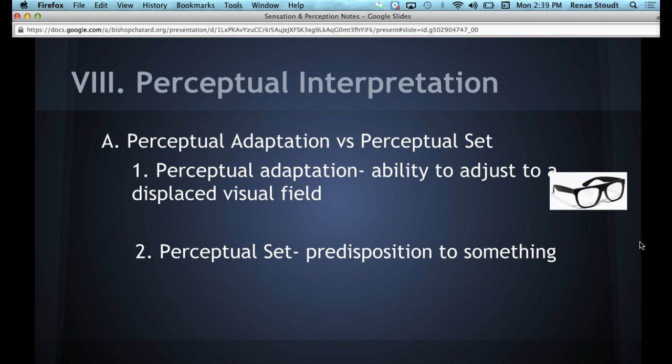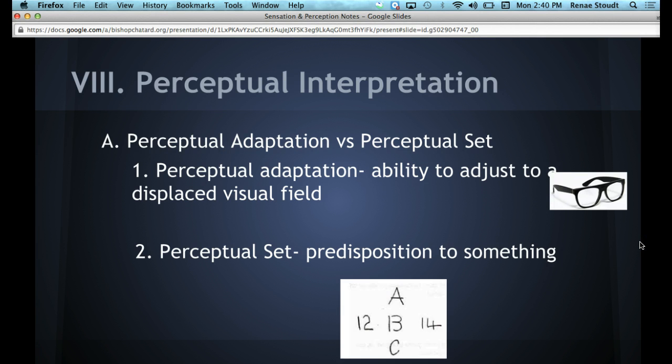The other thing we have to look at is perceptual set. This is the predisposition. How about this one? This figure in the middle here, what is that? 12, 13, 14. Now, the reason that this is formulated the way it is is because obviously it depends upon what the context is, and that's part of the perceptual set. If you're looking at it and it's a bunch of letters, then you're going to perceive it as a B. But if you're looking at it and it's a bunch of numbers, you're going to perceive it as a 13.